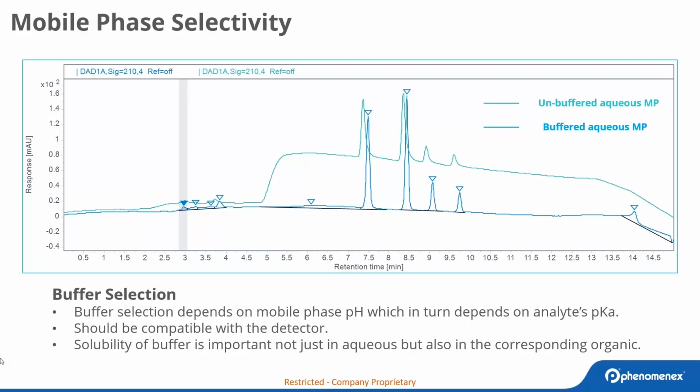And then finally, the solubility of the buffer is important, not just in the aqueous, but also in the corresponding organic. If you use too high a percentage of organic, sometimes the buffer can crash out of the aqueous, and then it will start to crash out onto your column, which is not great.